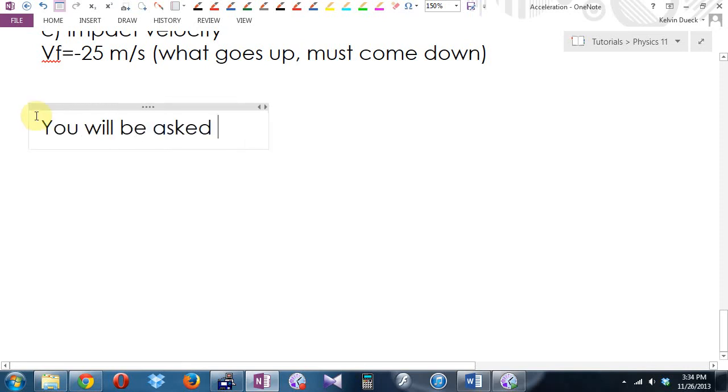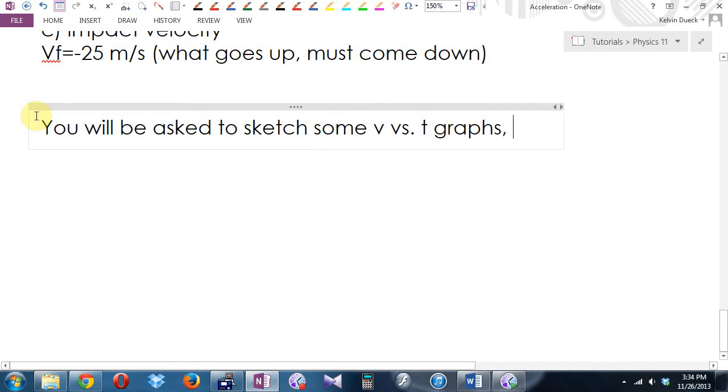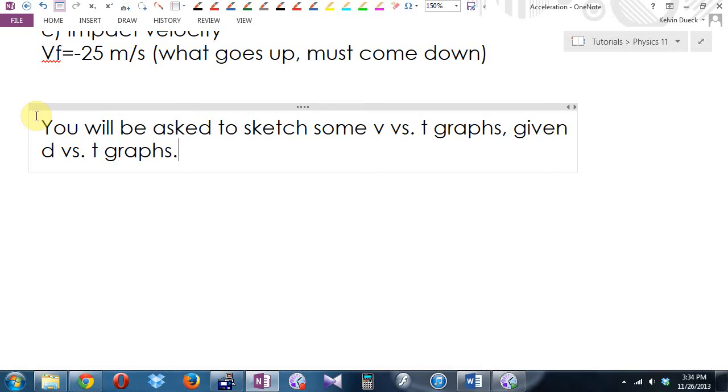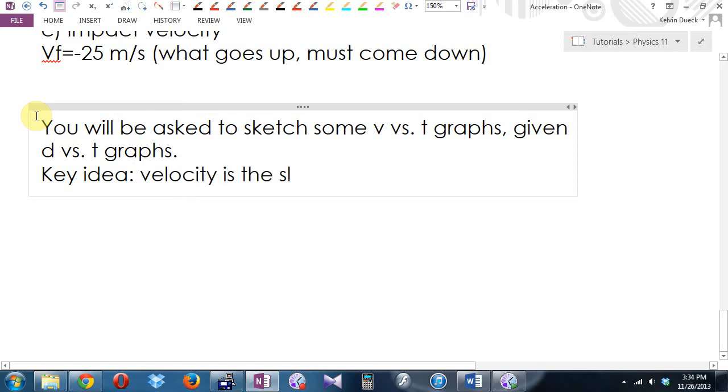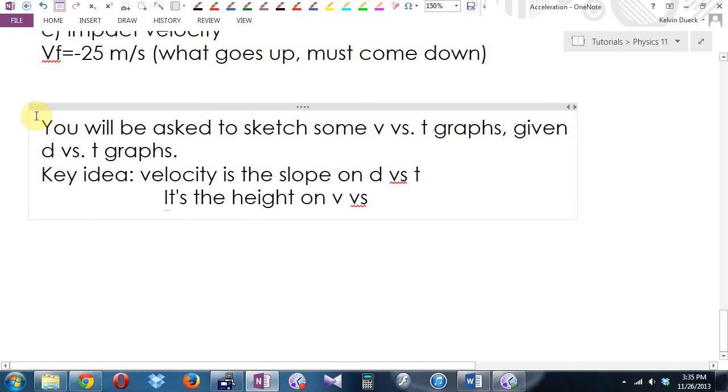You will be asked to sketch some V versus T graphs given D versus T graphs. Where does velocity appear on a distance versus time graph? Key idea: velocity is the slope on D versus T, and it's the height on V versus T.